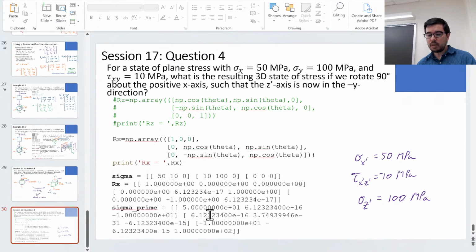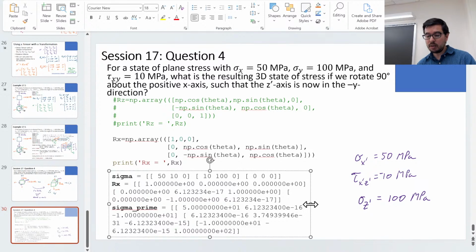And this component is complicated to look at, but this is going to be the sigma x, because it's the first one. Okay. This one will be sigma y, right? But it's e to the minus 31, so this is 0. Okay. And this is the sigma z. Sorry, this is the sigma z prime, I should say that. This is the sigma y prime, and this is the sigma x prime. Okay. This component right here is the tau x prime z prime.